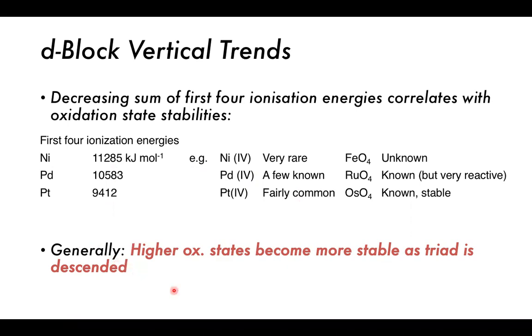So generally what we see is that the higher oxidation states become more stable as the triad is descended, because it's easier to remove those electrons. They have a lower effective nuclear charge. It's easier to remove them. Even if the first one is more difficult, overall, all of them, it's easier.